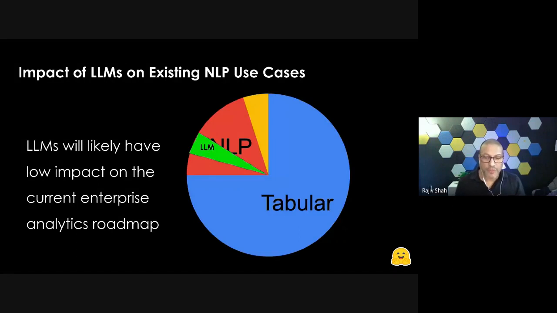Okay, so here's my little pie diagram showing the large language models and how they're going to fit in. Yes, they're going to have an impact, but if you're looking at the load of an enterprise data science team over the next year or two, it's going to be a fairly small impact.